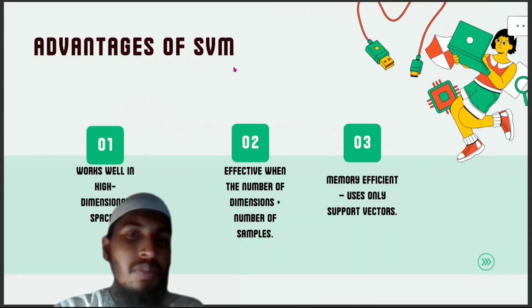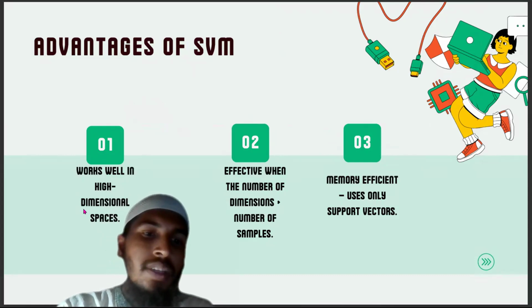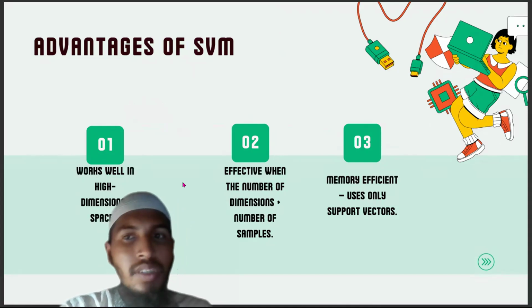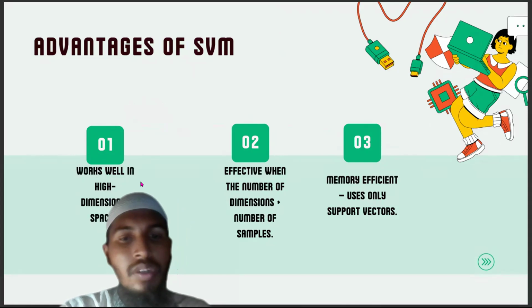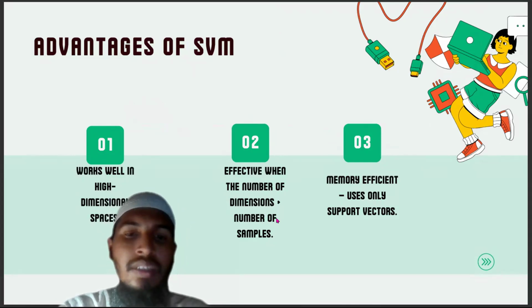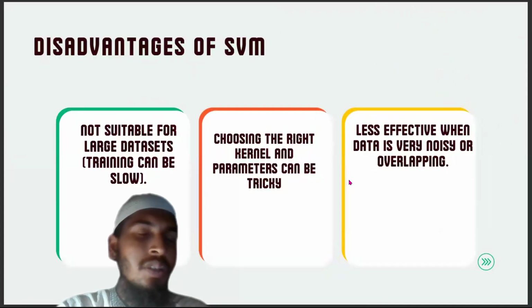Then advantages of support vector machine. It works well in high dimension space. When the dimension is more than one, support vector machine works well. It is effective when the number of dimensions is greater than the number of samples. Fourth, it is memory efficient, as it uses only support vectors.